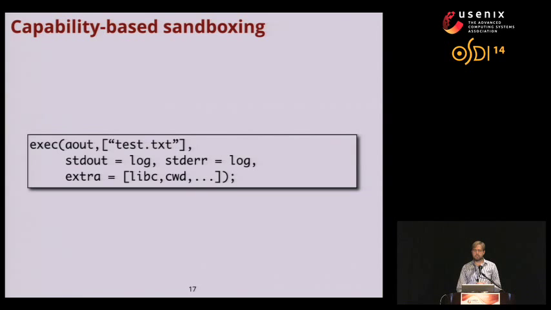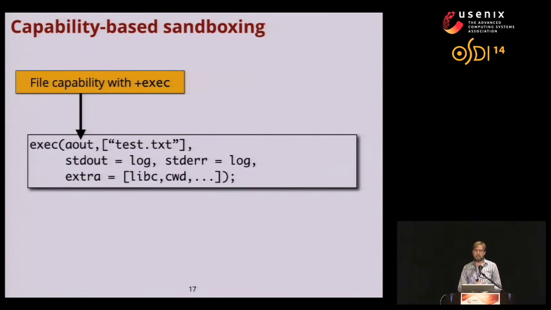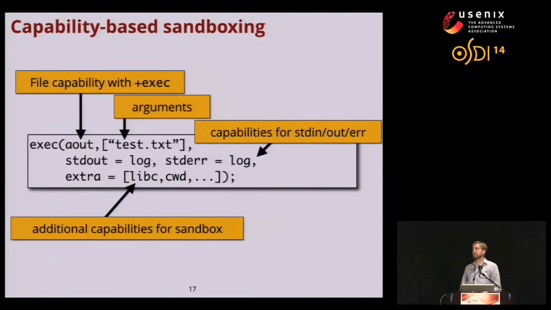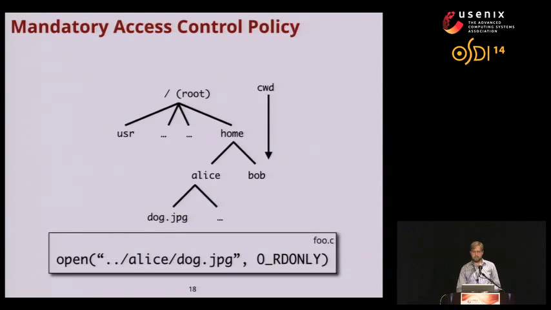So you have this execute statement, which takes as arguments a file capability for the program that you want to run, a list of arguments, and a set of capabilities for things like standard in and out and error that you're going to need, and also a collection of additional capabilities that you think this program may need to do its job. SHILL is then going to create a sandbox using a mandatory access control policy. And I'm going to show you how this works using an example.